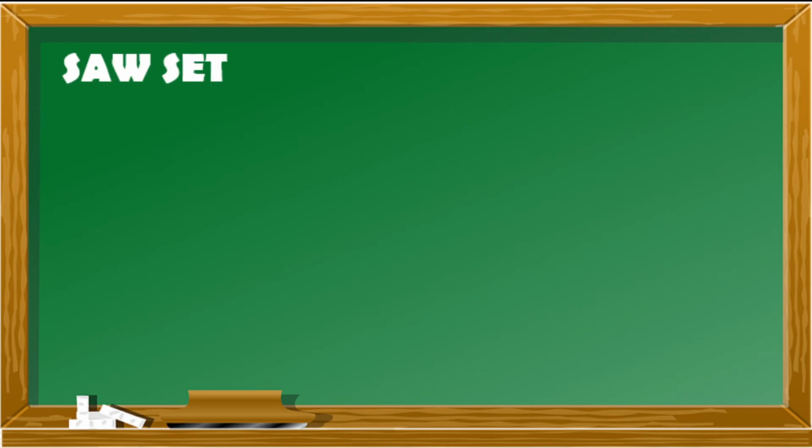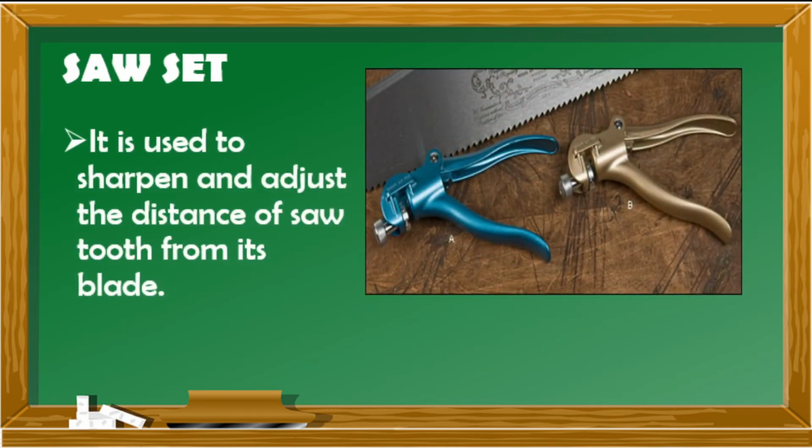Next sample, sawset. Sawset, it is used to sharpen and adjust the distance of the saw tooth for its blade. So bago mag-undergo sa process ng pag-sharpen si saw, either crosscut or rip saw, ginagamitan muna siya ng sawset para magpantay-pantay yung distance ng mga teeth o yung mga ngipin ng saw natin bago siya i-file or hasain.